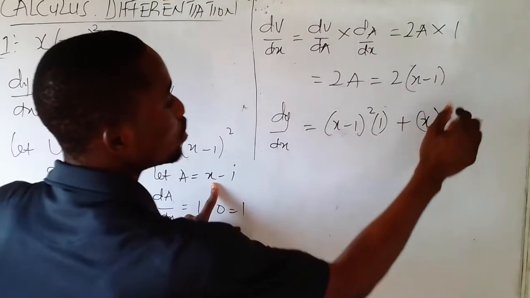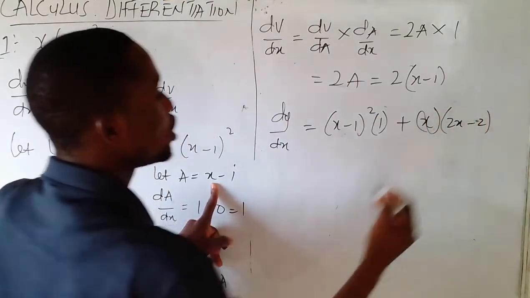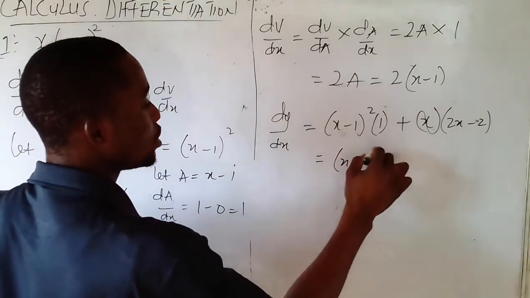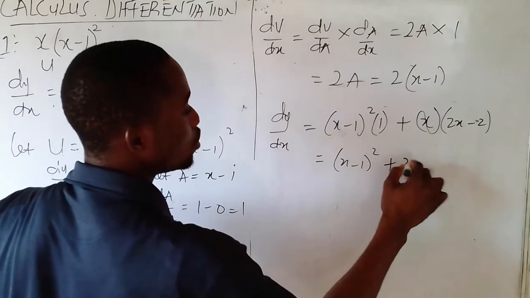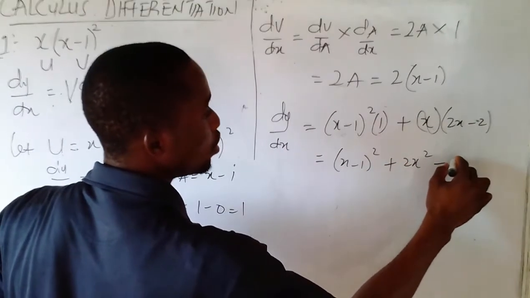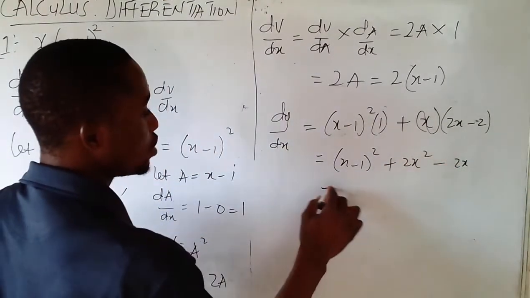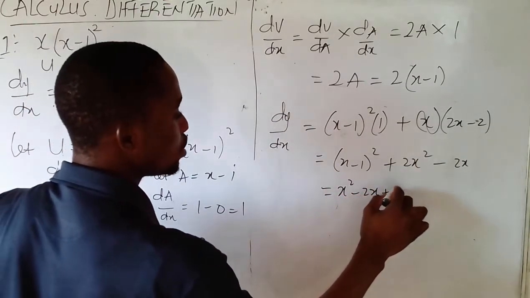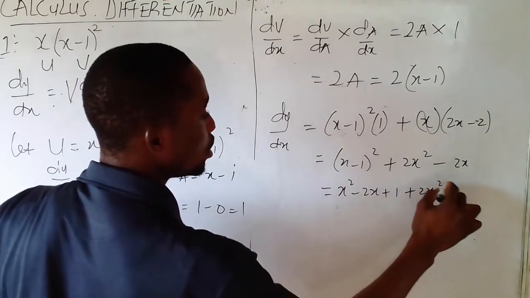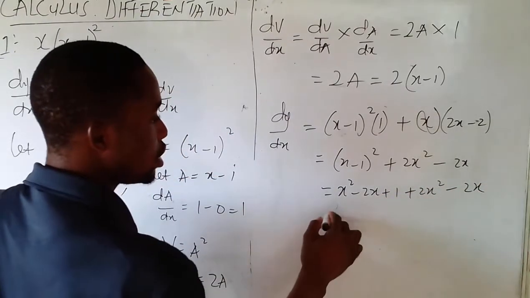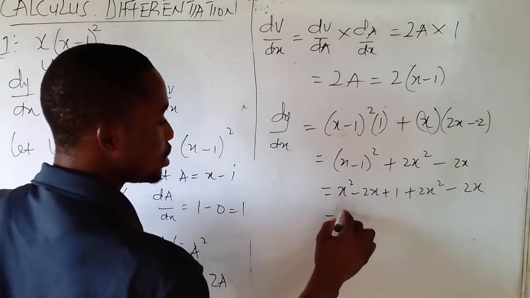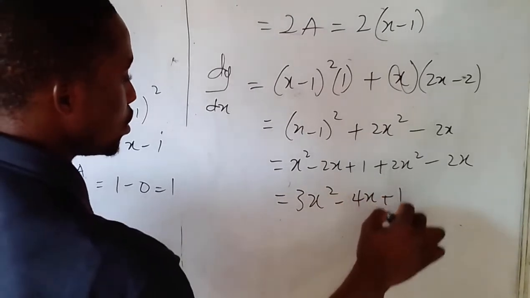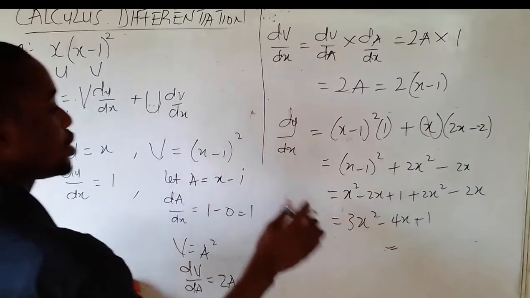So our a is 2x minus 2 in that case. So dy/dx now becomes (x minus 1) all squared, multiplied with 1 plus 2x squared minus 2x. Expanding this, I can have that as x squared minus 2x plus 1, then plus 2x squared minus 2x. After collecting the terms, I'm going to have that as 3x squared minus 4x plus 1. So this is my dy/dx.